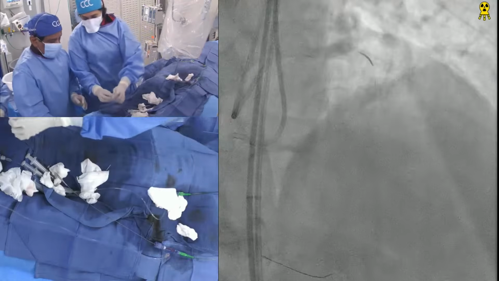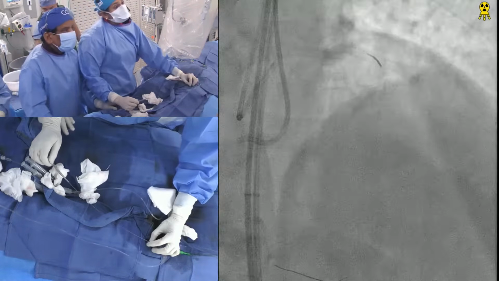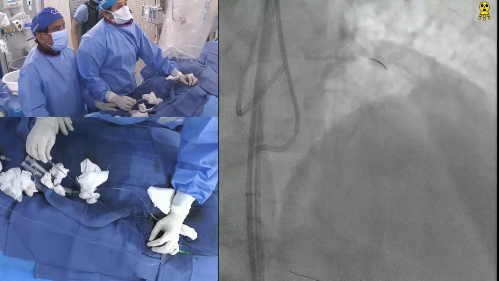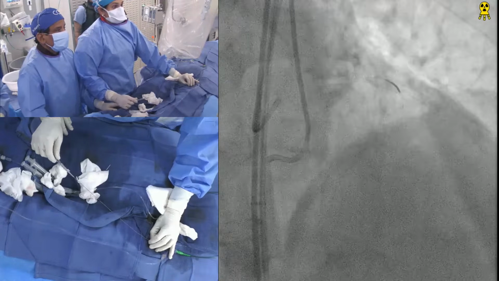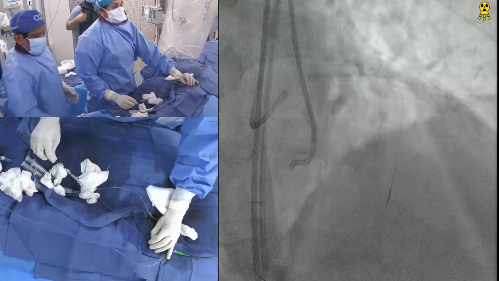I guess it may break. The tip has broken in the past. Which one? This one? In the past, I've had it. Yeah. All right, good. Made it.